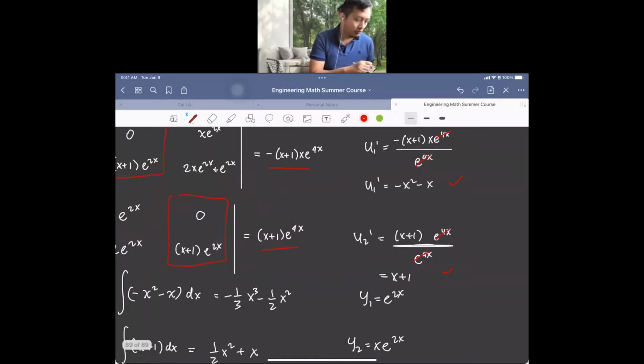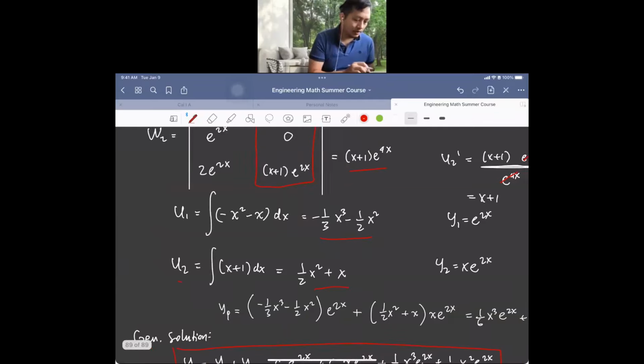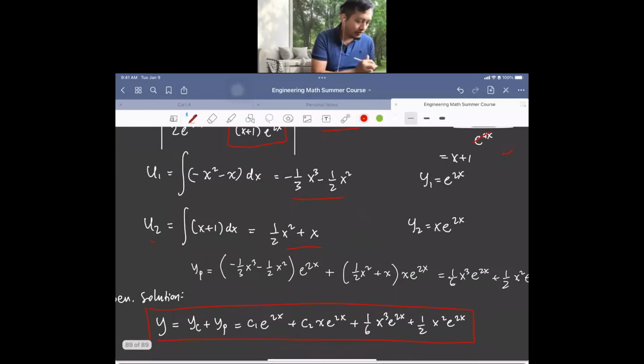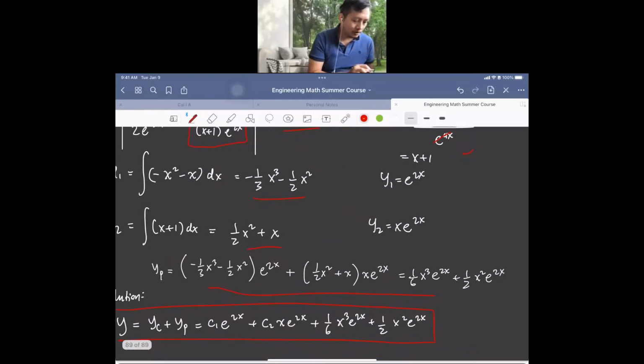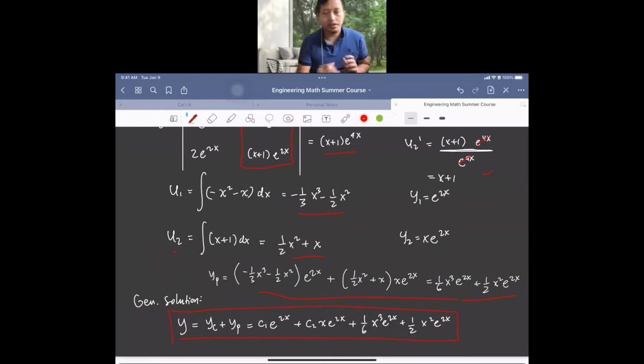Okay, so integrating u1 prime, it becomes u1. This is the result. We can have u2. This is the result, and then we can combine all together into our equations here. Okay, and we can have our general solution, which combines the complementary and the particular solution. So we have to combine both of them to make the general solution.